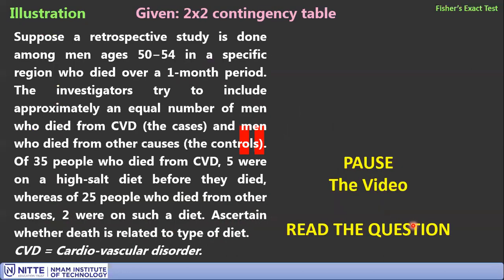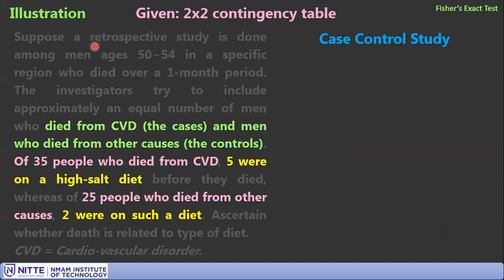So here is a problem. You can pause the video and go through it. Alright, I suppose you have read the problem. I'm not going to read it as it is. Instead, I will highlight certain important information. One, it is a retrospective study design, or a case control study. Second, it measures death from CVD, cardiovascular disorder, called cases, versus men who died from other causes, the controls. So the response is death by CVD or death by non-CVD, case versus control.